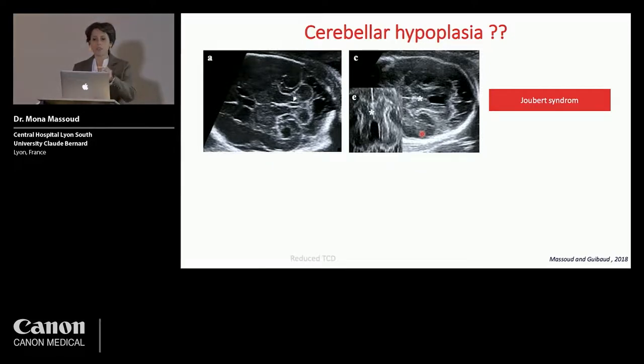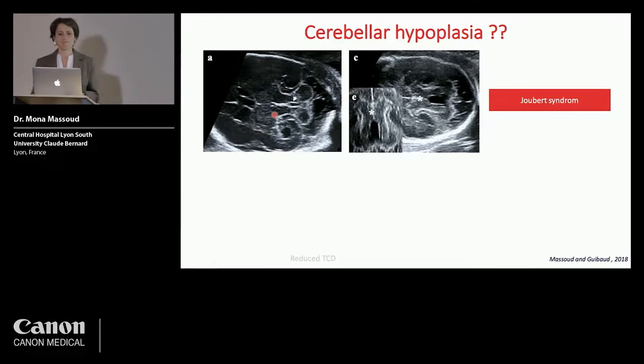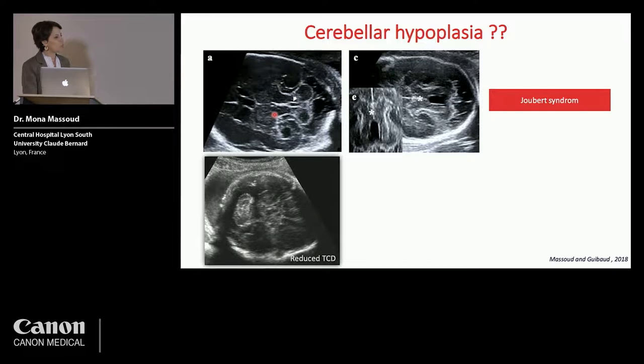Do you consider this as cerebellar hypoplasia? You will say it's cerebellar hypoplasia or it's Joubert syndrome. What do you think? Because you have to tell the geneticist, everybody with whom you are working, do you tell them I have a small cerebellum or more? This is the question. Okay. Let's go to this one. Believe me, it's a reduced transcerebellar diameter.